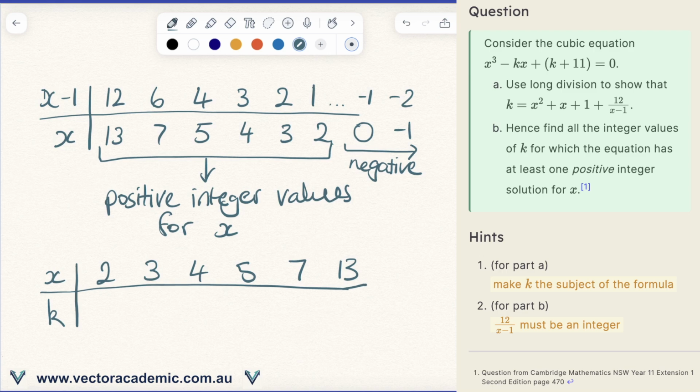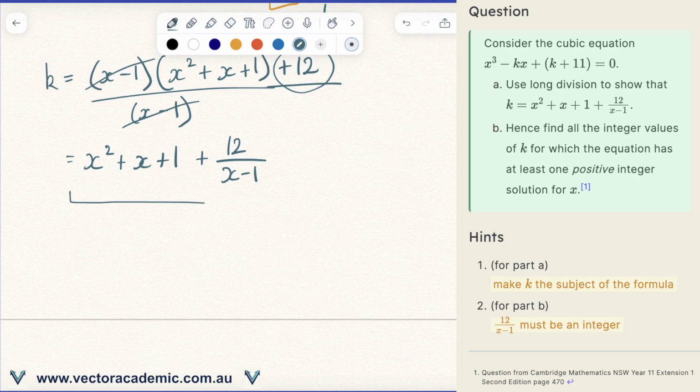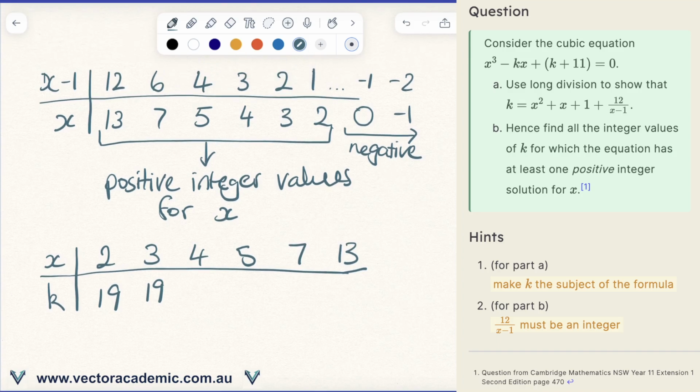At this point, you can plug them into a calculator or use a spreadsheet, I don't mind. But the answers that come out, we have 19, 19. And we're figuring these out using our equation for k up here. So we have 19, 19, 25, 34, 59, and 184 as our answers.